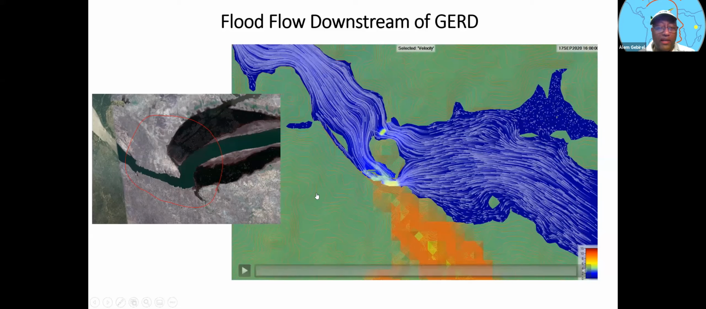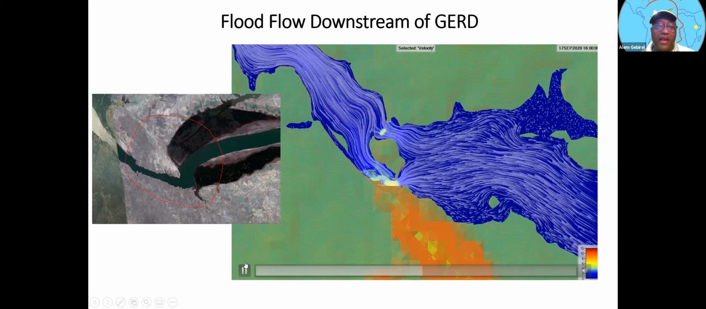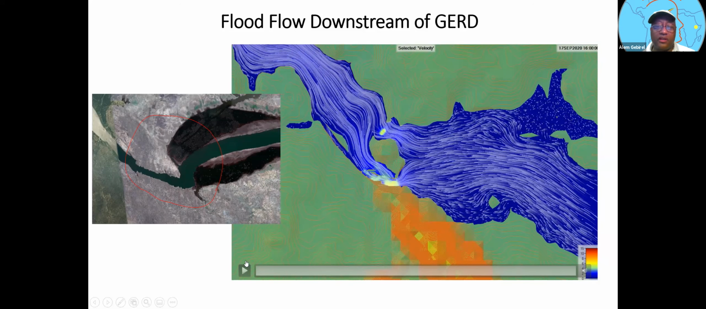If needed, you can play it now to see how the flow goes. It looks like there is an island, and there is overflow on the right-hand side. On the left-hand side of the screen, you see Google Earth. This gives you a good visualization, especially with the two-dimensional model, of how the flood water flows in the adjacent area. Next slide, please.